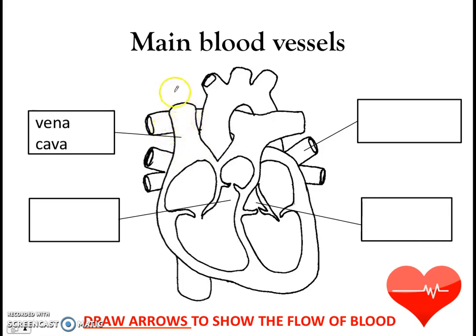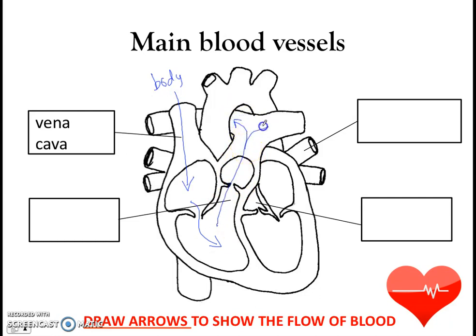If you recall, the vena cava transports deoxygenated blood from the body into the heart. More specifically, we can see that the vena cava transports deoxygenated blood into the right atrium. From the right atrium, blood moves into the right ventricle. And from the right ventricle, blood is going to be pumped out of the heart into this blood vessel here.